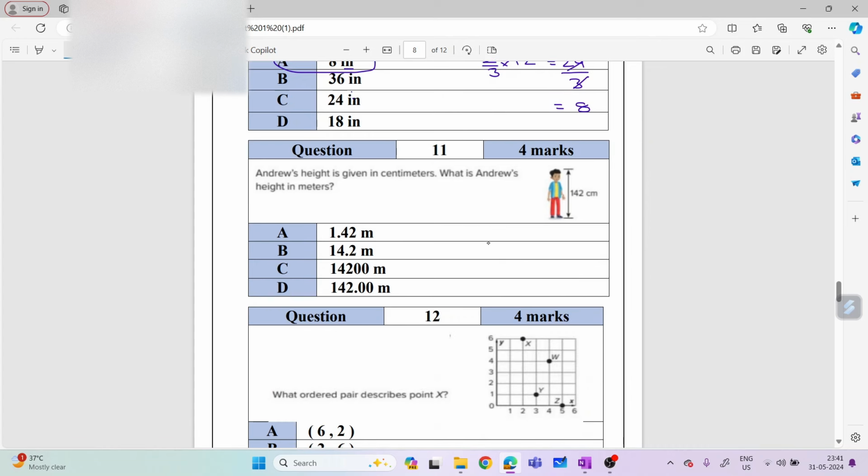And next, Andrew's height is given in centimeters. What is Andrew's height in meters? You see, 1 meter equals 100 centimeters. The rule says if you are going from meters to centimeters, you have to multiply by 100. If you are going from centimeters to meters, you have to divide by 100. So here the answer is in meters, so you are going from centimeters to meters. So divide by 100. 142 divided by 100. After two places you have to put the decimal. So 1.42 is the answer.